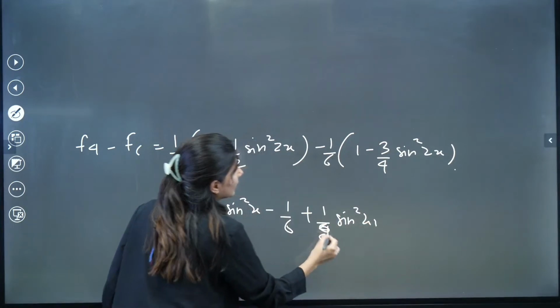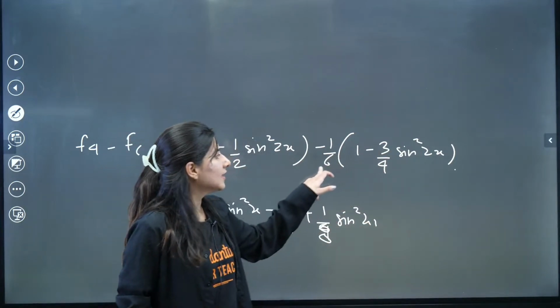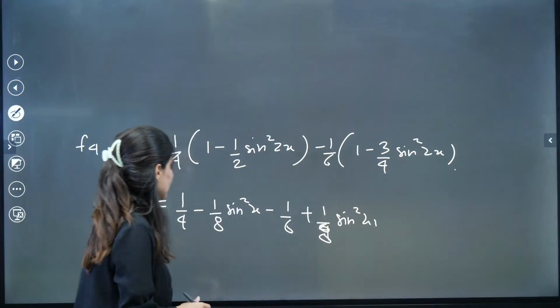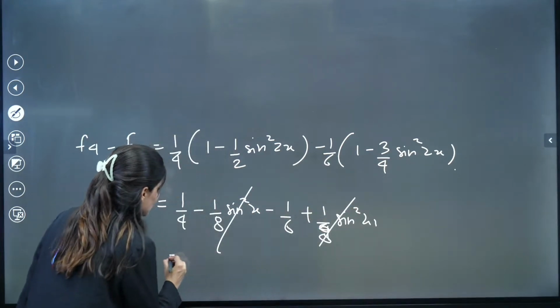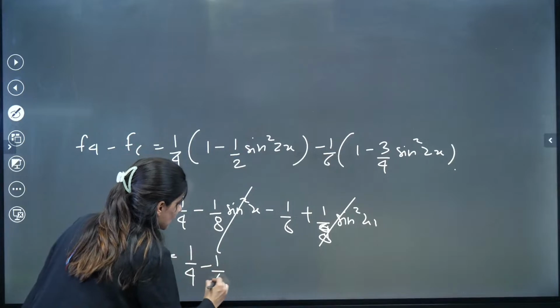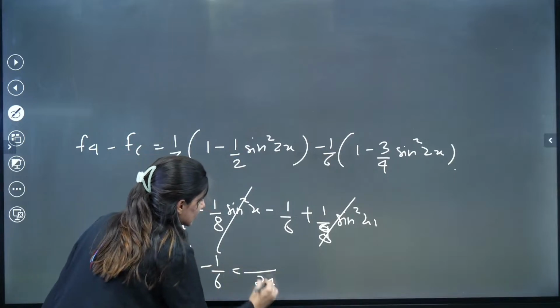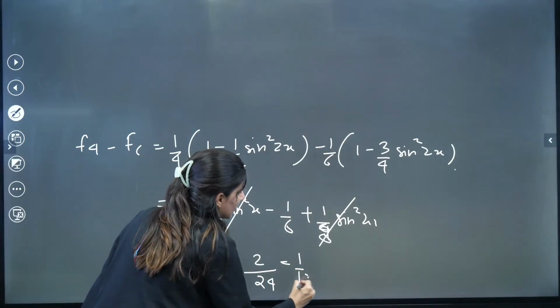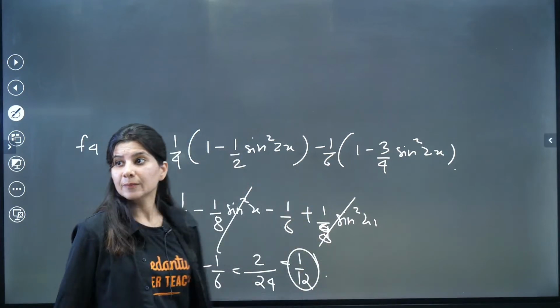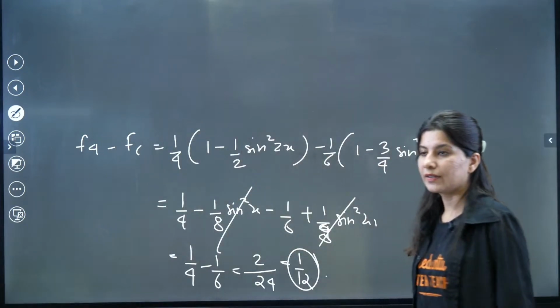Sorry, 1 by 8. Okay, how? 3 1s are 3, 3 2s are 6, 4 2s are 8. So can you see these two are getting cancelled out? So 1 by 4 minus 1 by 6 will be, with 24 as the denominator, 6 minus 4 is 2. So 1 by 12 is the correct answer. Right?